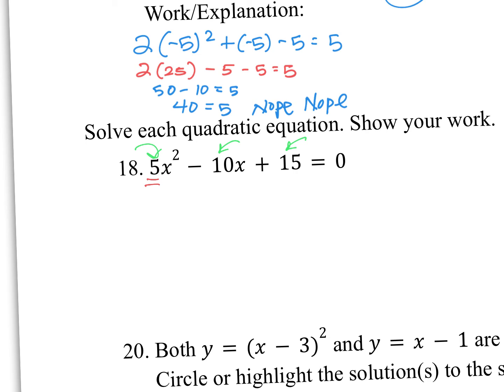It doesn't matter. If I divide absolutely everything on this side by 5 and absolutely everything on this side by 5, it's going to have an equal answer. It's just going to make the stretch of that quadratic function a little bit smaller. So I'd have x squared minus 2x plus 3 equals 0. And I look at this and I go, okay, great.